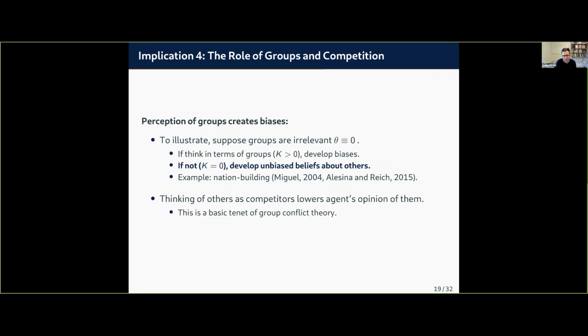Yes. So another prediction of the model is that the fact that you think of other people as competitors is already lowering your opinion of them. And this is something which is tested in a sociology theory called group conflict theory. The evidence is mostly along the lines that if you believe that you're more in competition with people from a different racial group, then you think less of that racial group.